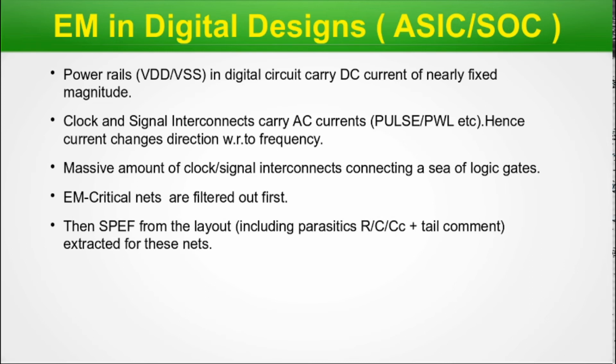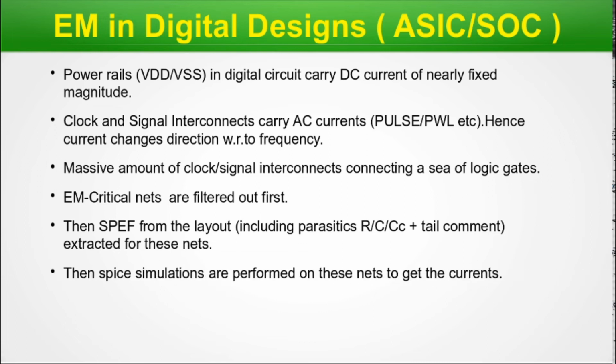Then the SPEF is extracted from the layout, including RC plus tail comment. The tail comment is the most important thing that must be there, extracted for these EM critical nets. Then SPICE simulations are performed on these nets to get the currents, that is average current, RMS current, peak current, whatever we are having.